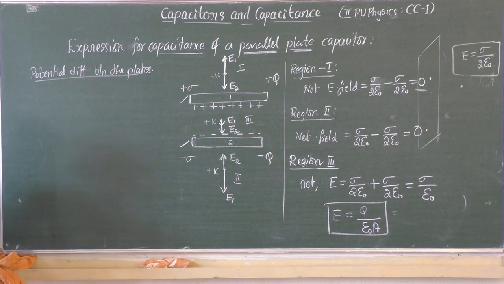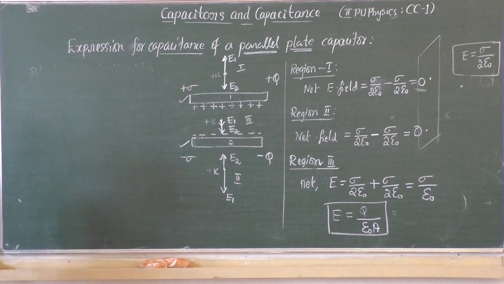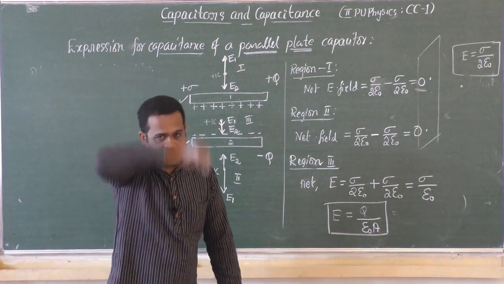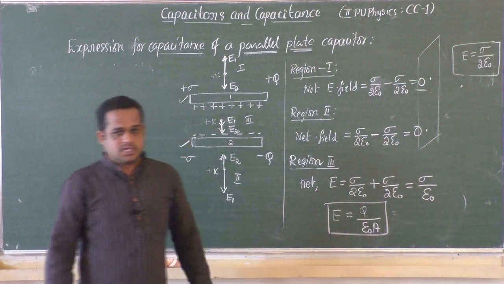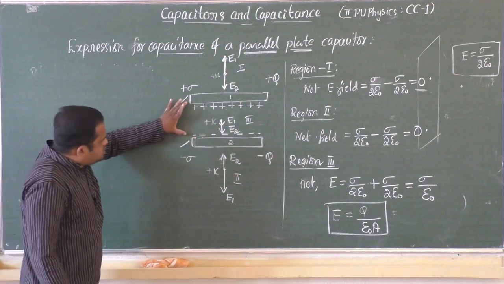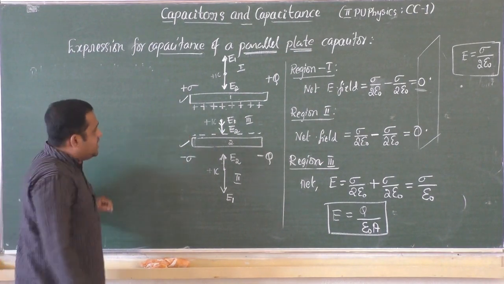What is the definition of potential? In general, potential is defined as the amount of work done in bringing a unit positive charge from infinity to a point. That is in case of a point charge. Now in case of a capacitor, potential or potential difference between the plates of capacitor is nothing but the amount of work done in shifting.